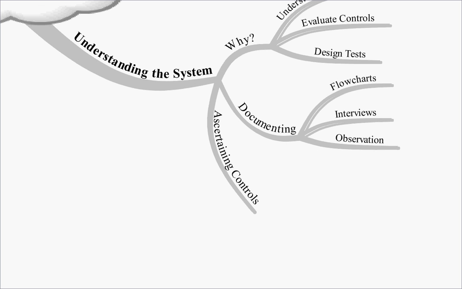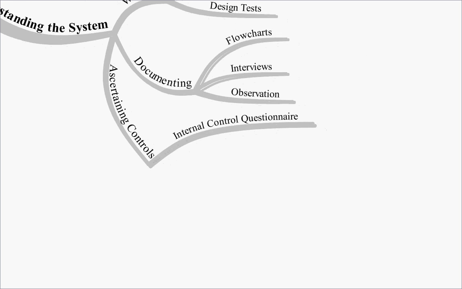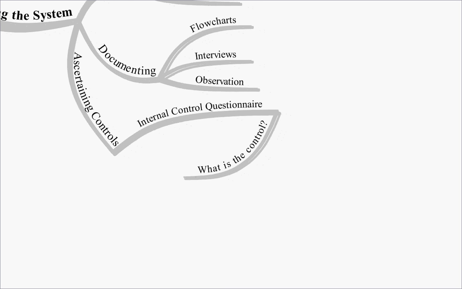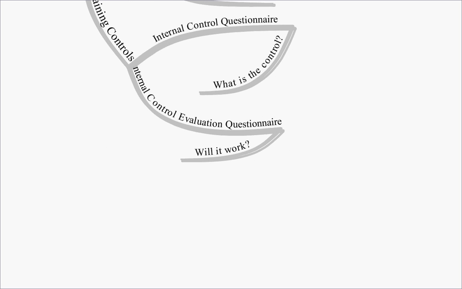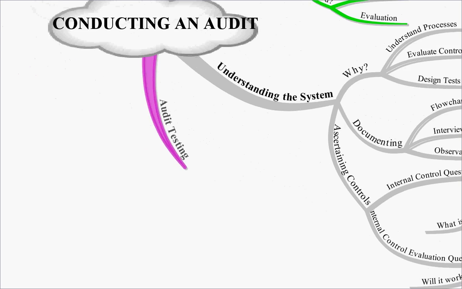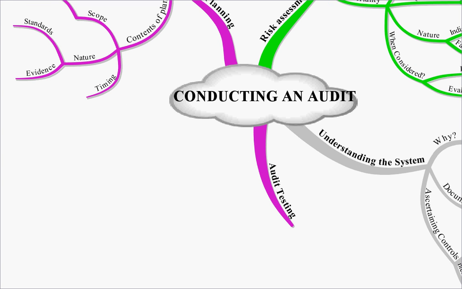You also need to ascertain the controls. So firstly, you'll have internal control questionnaires. These will tell you what the controls actually are. You'll then have internal control evaluation questionnaires, and this will tell you how likely the control is to actually work. So those two things will give you a strong understanding of the controls and you will then understand the system.